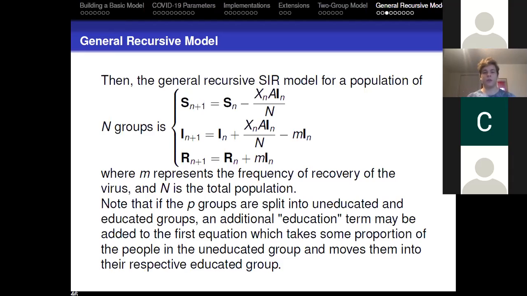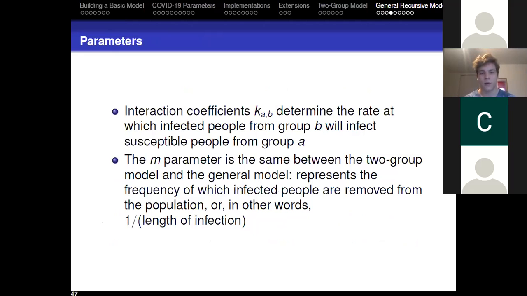As with the two-group model, we note that if these p groups are split into uneducated and educated groups, then we can add an additional education term to the first equation. And then this is going to remove people from the uneducated susceptible groups and move them into the educated susceptible group. And so this model is going to have these interaction coefficient parameters, which determine the rate at which people will spread the virus. And then the M parameter, again, is going to be the same as the two-group model.